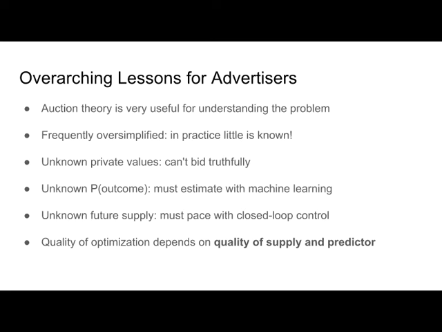You don't actually know the likelihood of the outcome, right? Assume you know the CTR. Well, if I knew the CTR, my life would be a lot easier. So you have an unknown probability of outcome. You must estimate it with something. We use machine learning. There are probably other ways. You have no idea of what the future supply looks like, right?